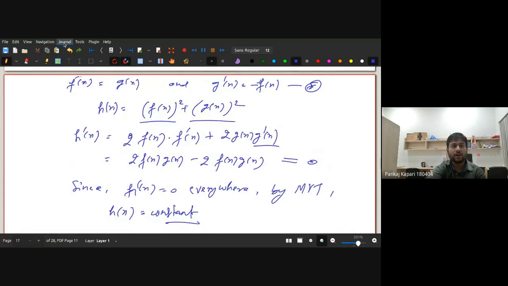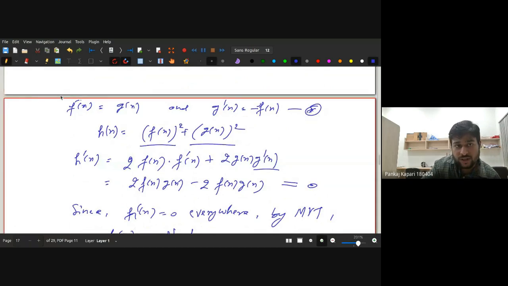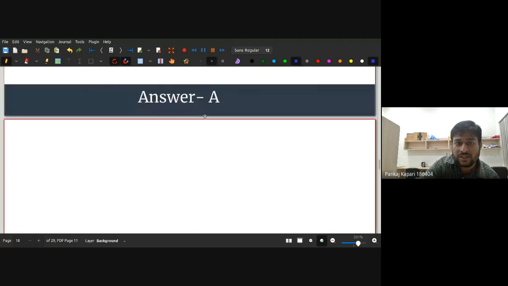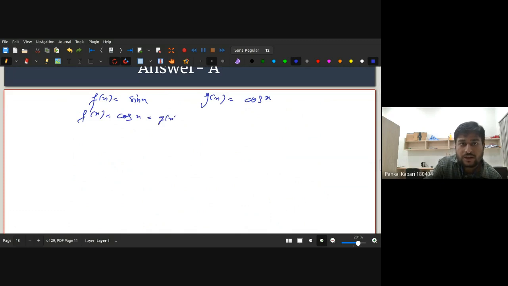If you have noticed this, we have these kinds of functions where the derivative of one function is another function, and the derivative of the second function is the negative of the first function. So if you take the function f(x) = sin x and g(x) = cos x, you can see that the derivative of f is cos x, which is the second function, and the derivative of g is minus sin x, which is the negative of the first function, minus f(x). So they satisfy these kinds of relations.